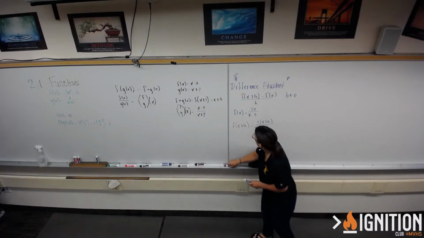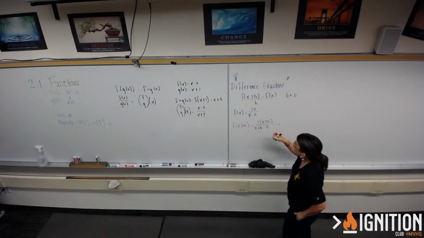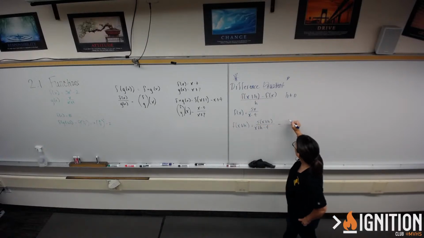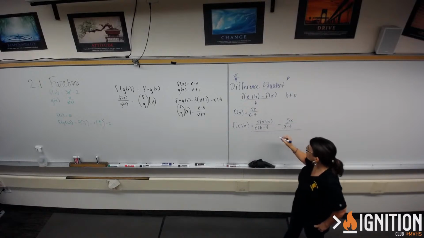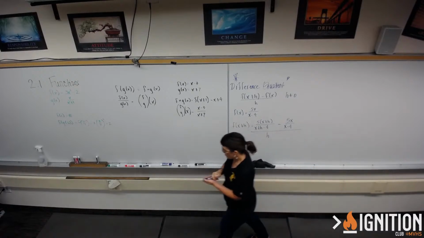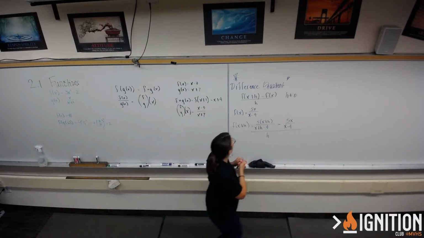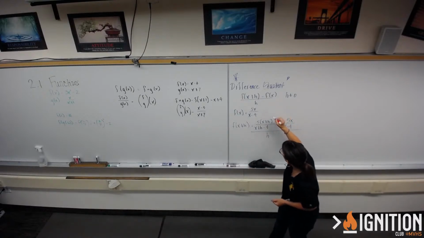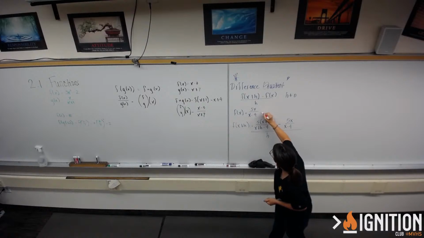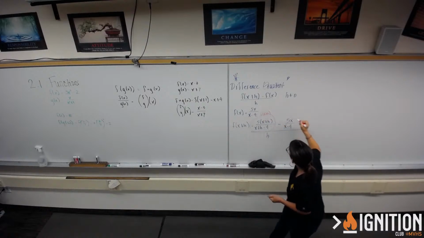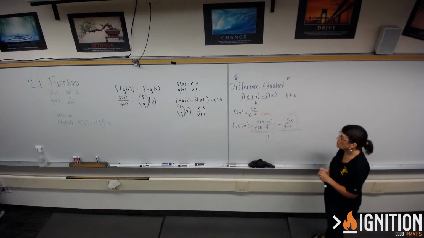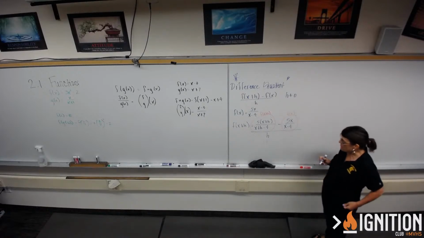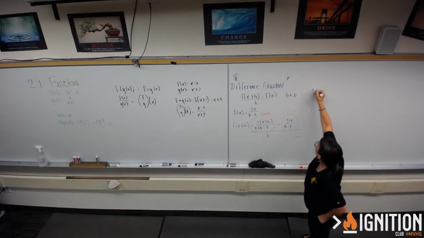Minus the f of x, which is 5x over x minus 4, all over h. So let me try and get a different color here. So this right here is the f of x plus h, this right here is the f of x, and then this is h. Okay? All right, let's start doing some math. This is probably going to be a little gnarly. Here we go.